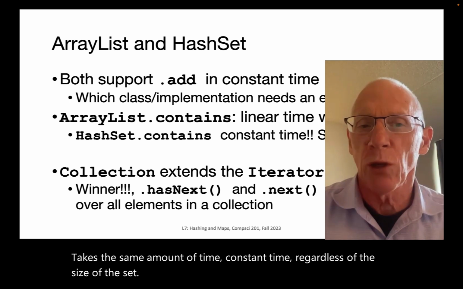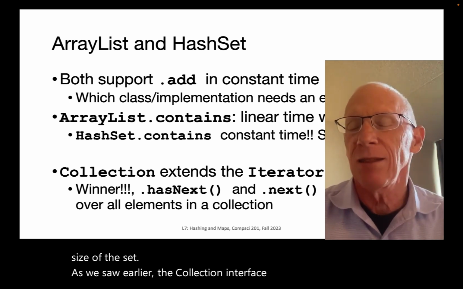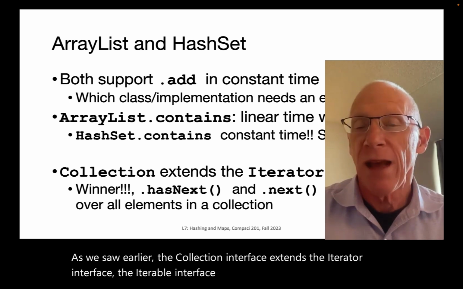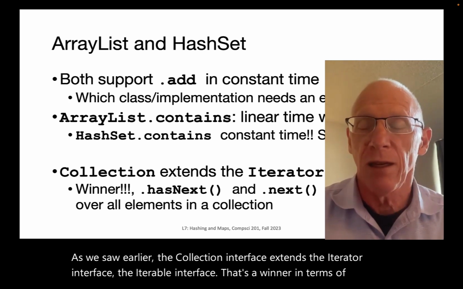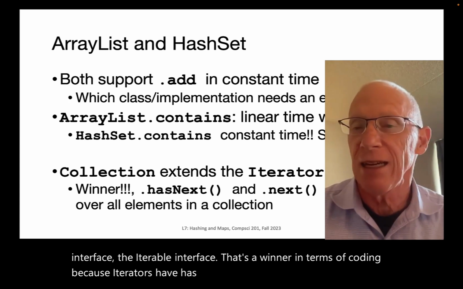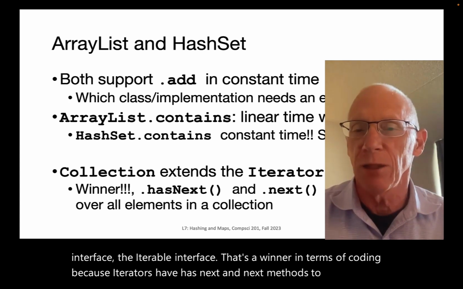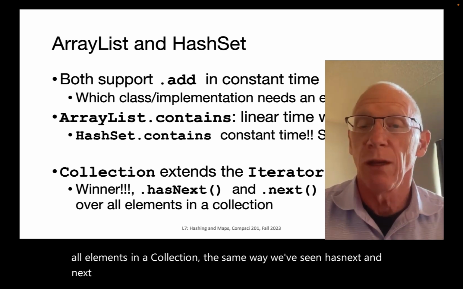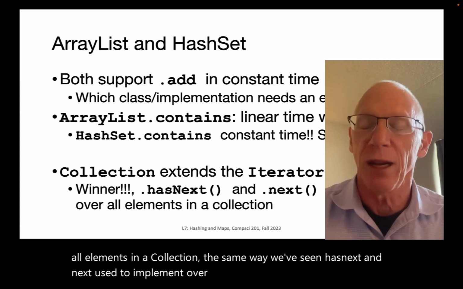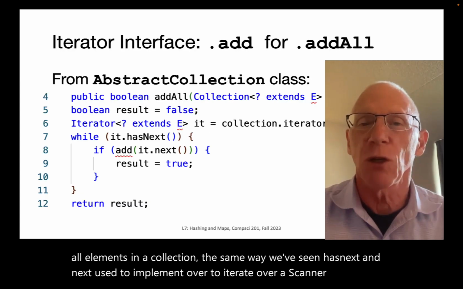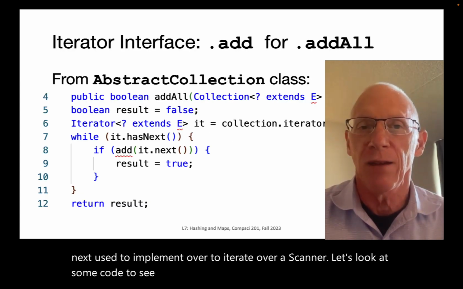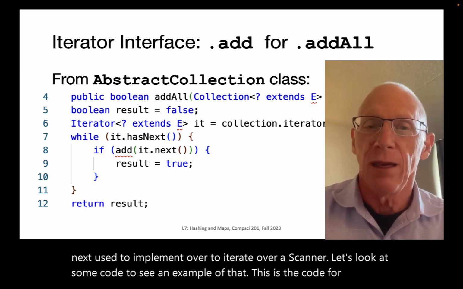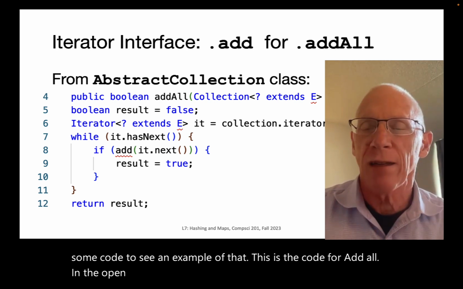As we saw earlier, the collection interface extends the iterable interface. That's a winner in terms of coding because iterators have hasNext and next methods to iterate over all elements in a collection, the same way we've seen hasNext and next used to iterate over a scanner. Let's look at some code to see an example of that. This is the code for add all in the open source AbstractCollection class.